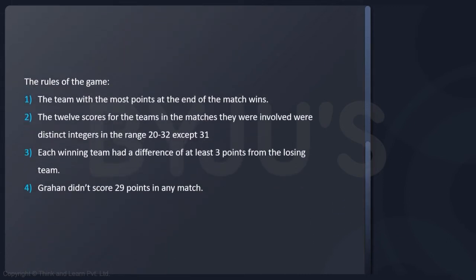Then the information given to us is that the team with the most points at the end of the match wins. Of course, that's true. The 12 scores for the teams in the matches they were involved in were distinct integers from 20 to 32 except 31, and there is a difference of at least 3 points between the losing and the winning team. Grahan did not score 29 points in any match.